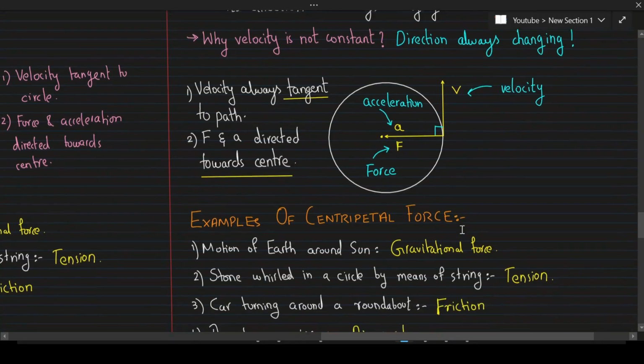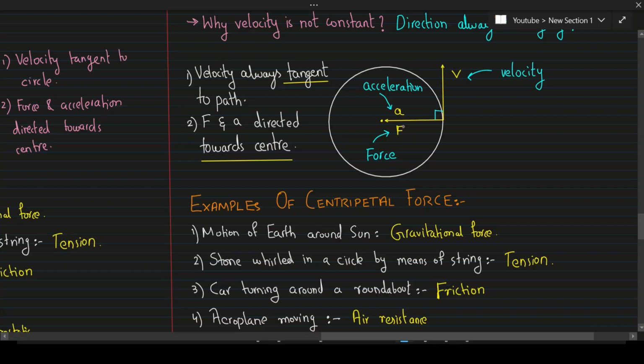Now, examples of centripetal force. The force that is driving the object in a circular path is called centripetal force. But you need to remember that centripetal force is a generic name. It can be any force. For example, in the motion of Earth around the Sun, or planets revolving around the Sun, that force is the gravitational force. Gravitational force is acting as the centripetal force.